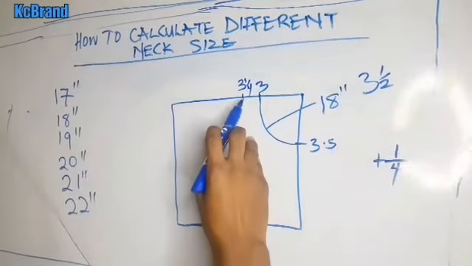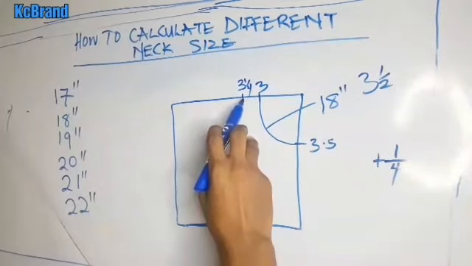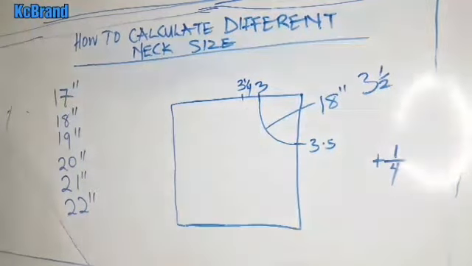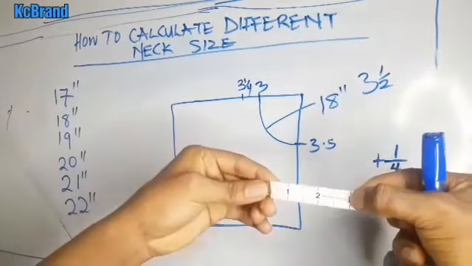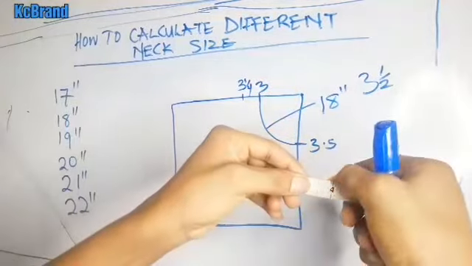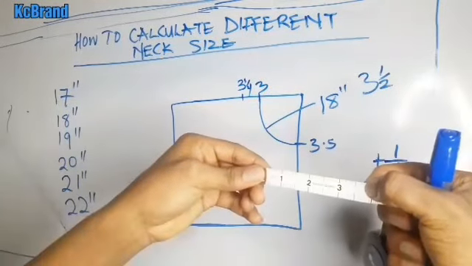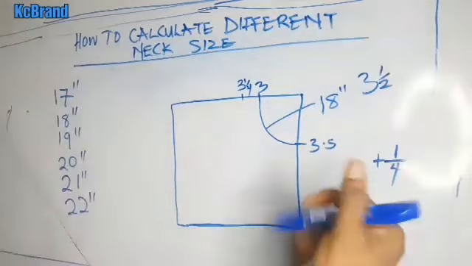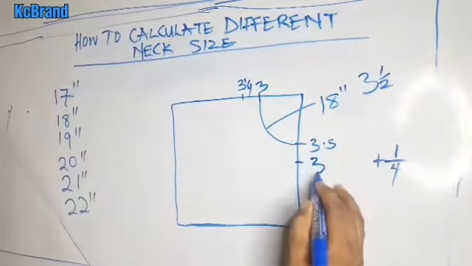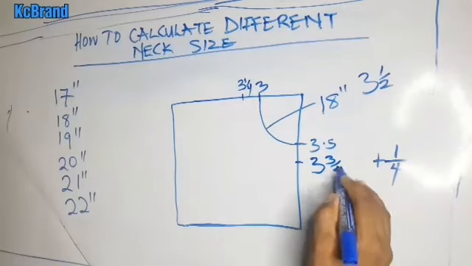So now, this is 3.25. If you add 1/2 inch to 3.25, what will it give you? If you want to do it with your head, it's very simple. 3.25 plus 1/2 will give you 3.75. Then that means we'll be having here 3.75.